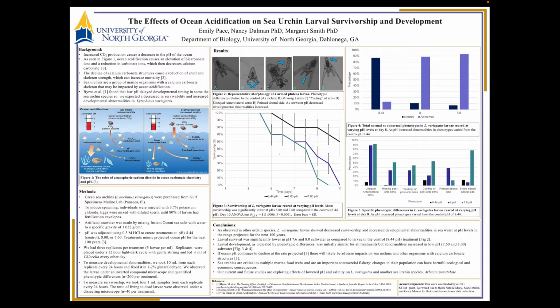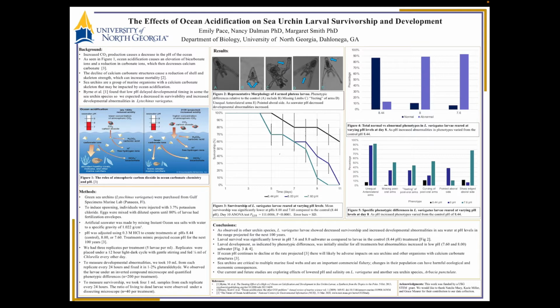One previous study looked at pH on multiple sea urchin species and found that acidic environments delayed developmental timing. We decided to look at a local sea urchin species, Lytechinus variegatus, that is located in the Gulf of Mexico and the areas surrounding the U.S. southeast Atlantic coast, and we subjected this species to low pH to look at survivorship and developmental abnormalities.